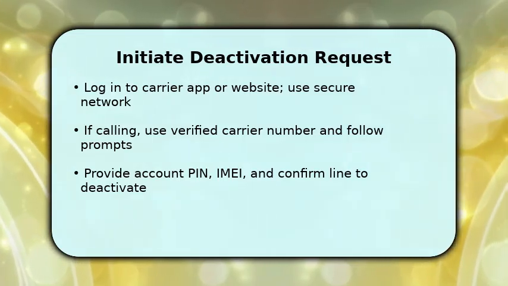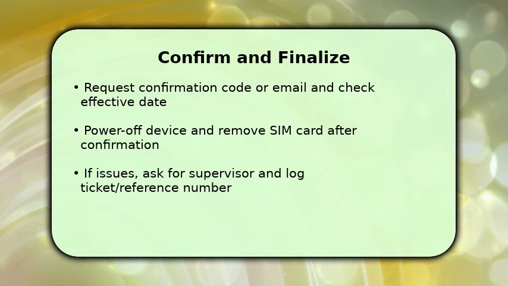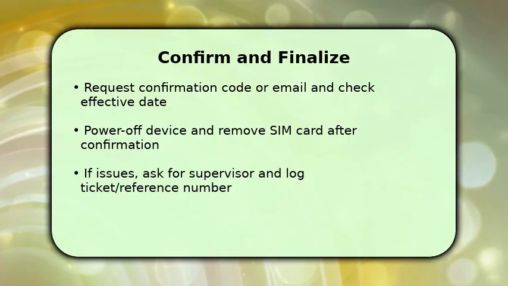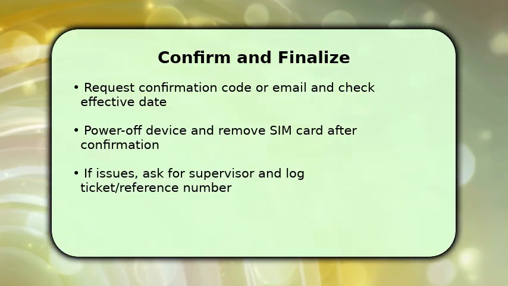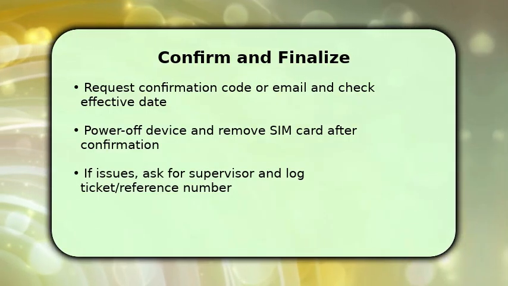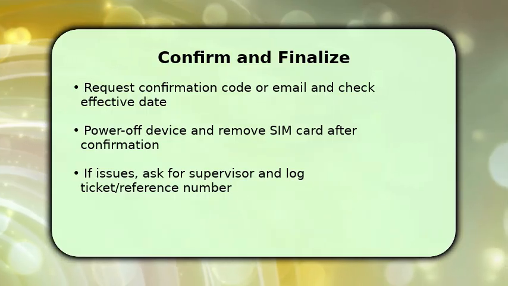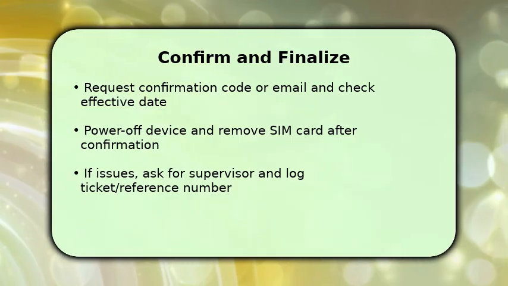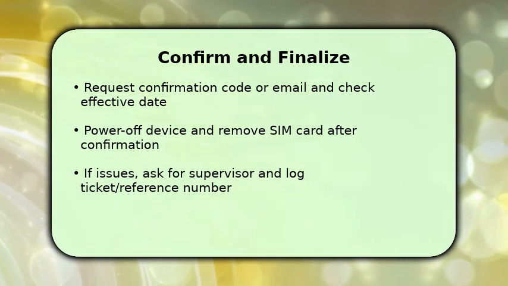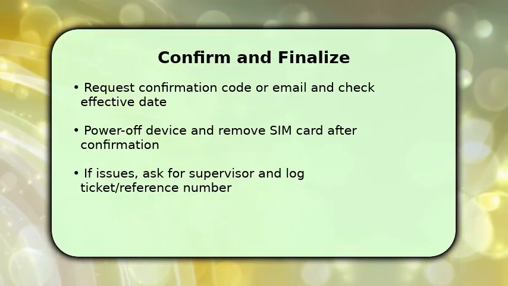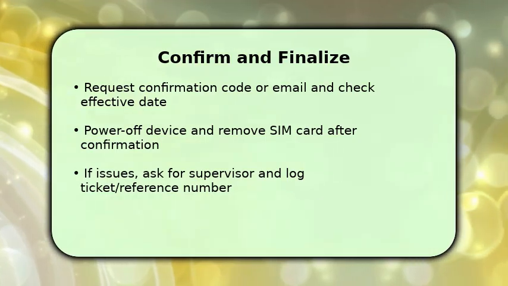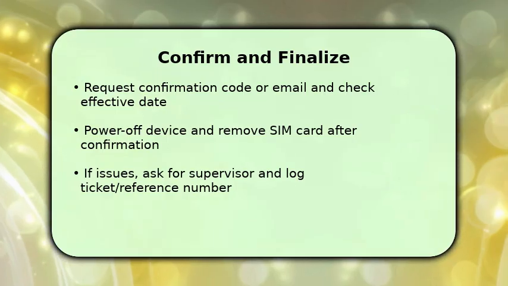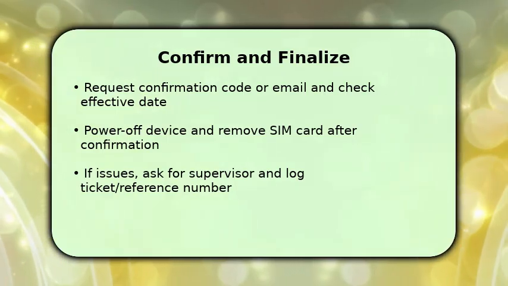Once the carrier accepts your request, you should get a confirmation number or email. Check the effective deactivation date and any final charges. Then power off the device and remove the SIM card only after you've received confirmation. If the line remains active past the stated time, contact support again, ask for a supervisor, and record the ticket or reference number. That evidence speeds resolution and prevents unexpected charges. Keep it until billing reflects the deactivation.